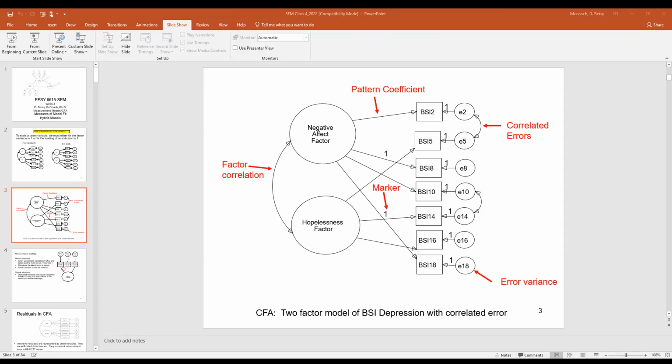And if you think about what that means conceptually, it means that the negative affect factor had first crack at explaining variance. Oh, well, in this case, it's not the same factor because they're on two different factors. But the negative affect factor had first crack at explaining the variance in BSI2, right? And the hopelessness factor is explaining variance in BSI5. And then the piece of BSI5 that isn't explained by hopelessness and the piece of BSI2 that isn't explained by negative affect, those two residual pieces are correlated with each other.